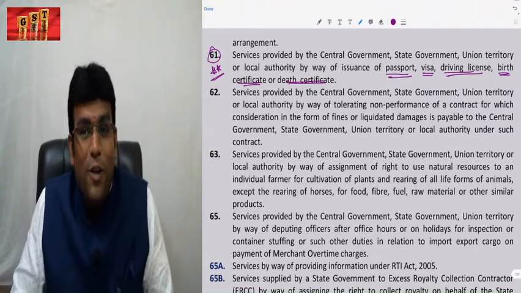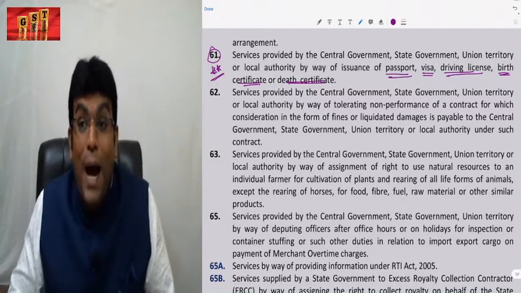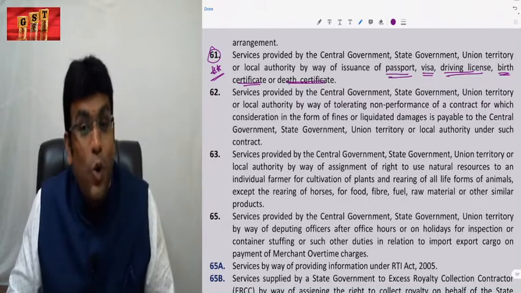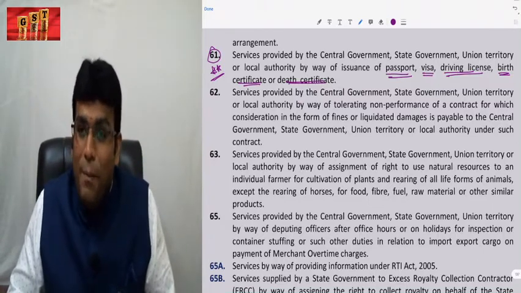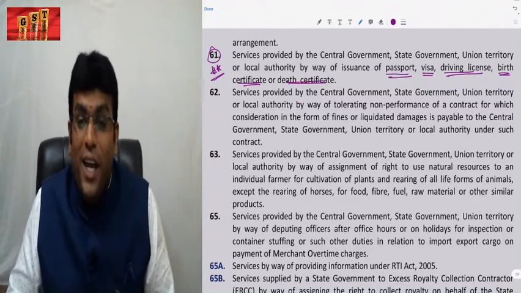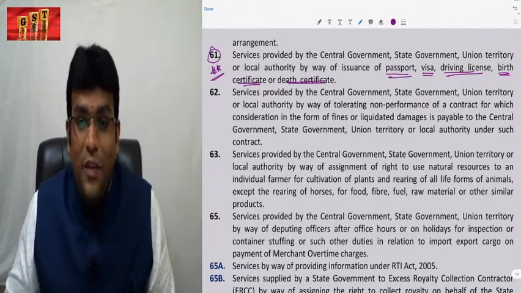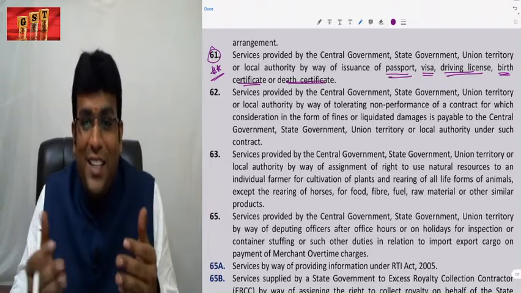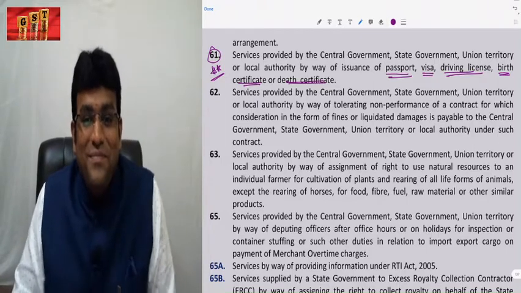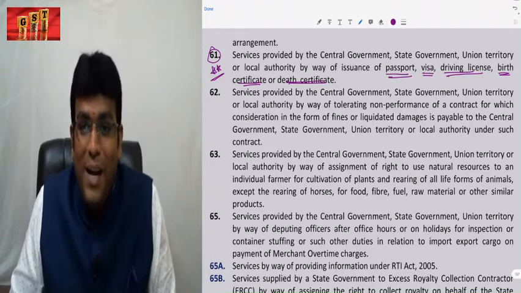So when service is given by government by way of issuance of passport, something important to go to foreign country, visa, it's a permission given to enter into foreign country or foreigners to enter into India, driving license, birth certificate, last one of course, we can't take, that is death certificate. Someone else will take on our behalf.